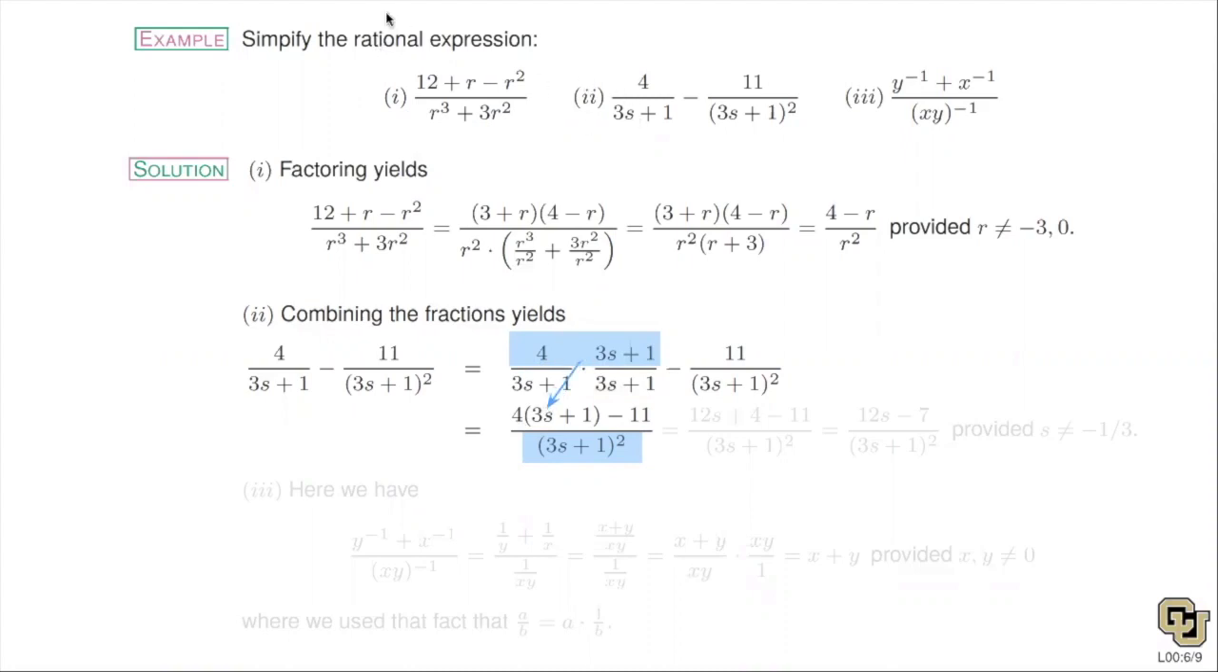And then the other term that we have to contend with from the second fraction is a minus 11. And you see that occurs right here. And so now, just some basic algebra, right? I'm going to distribute the 4 to each term. So 4 times 3s, 4 times 1, so that's 12s plus 4, minus the 11. 4 minus 11 is -7. So here's my simplified answer at the end there.